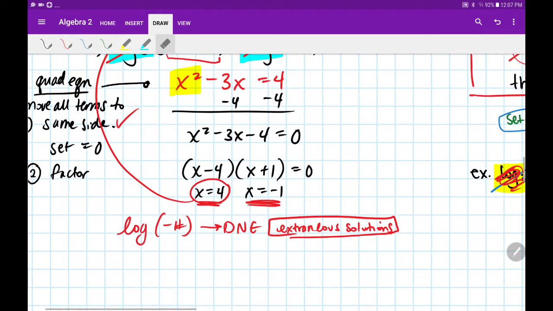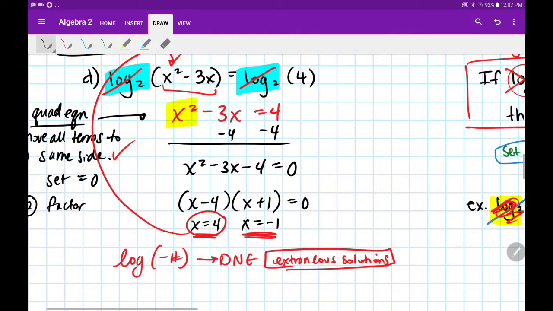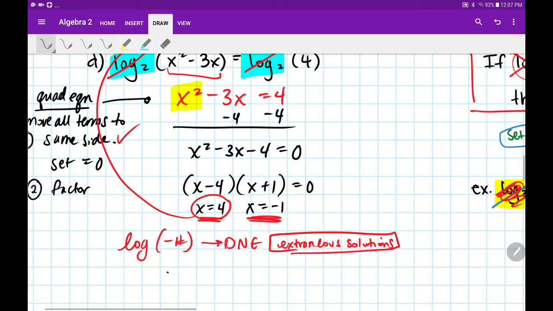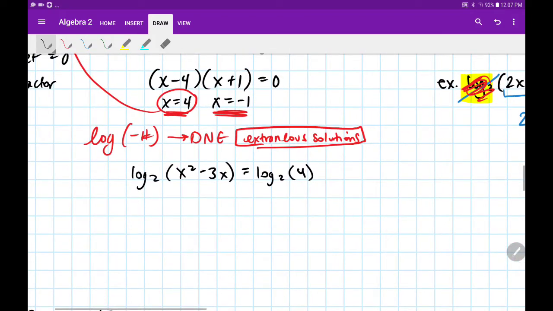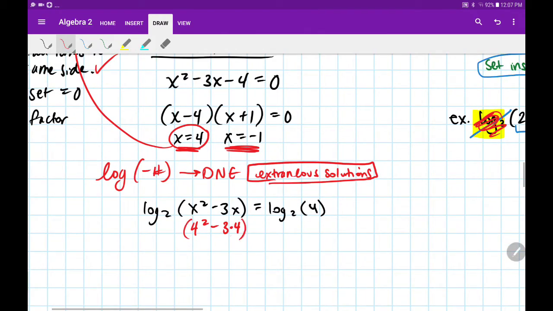So check it out. I'm going to rewrite it and plug in the numbers. You must always check for extraneous solutions when you're dealing with log equations. Let me rewrite this. I have log base 2 of x squared minus 3x equals log base 2 of 4. So I'm going to check right now if x equals 4 is okay. If I plug in 4 here, I get 4 squared minus 3 times 4. 4 squared is 16. 3 times 4 is 12.